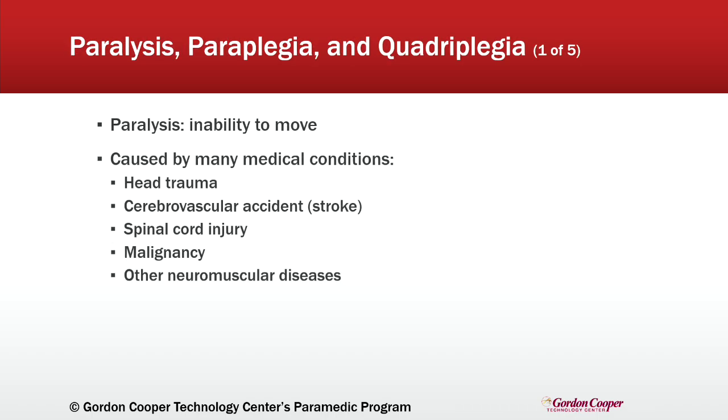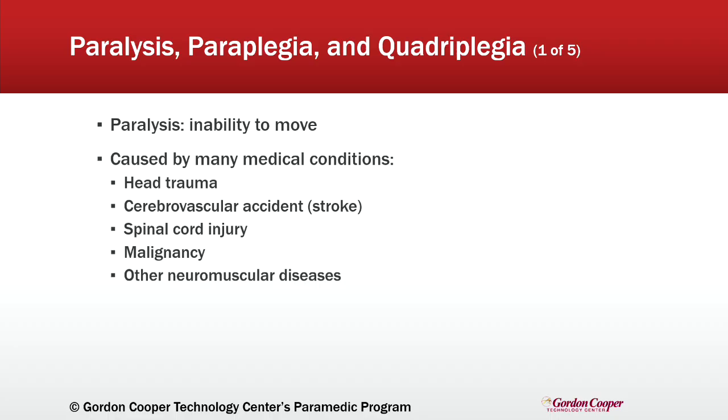And then we have things like paralysis, paraplegia, quadriplegia. Paralysis, of course, is quite simply the inability to move. Muscles in the affected areas may become flaccid or remain in a spasm state, known as spastic paralysis. Long-term paralysis can result from many medical conditions. Head trauma, of course, is one of the most common causes of paralysis. And of course, cerebral vascular accidents or strokes can lead to paralysis as well.